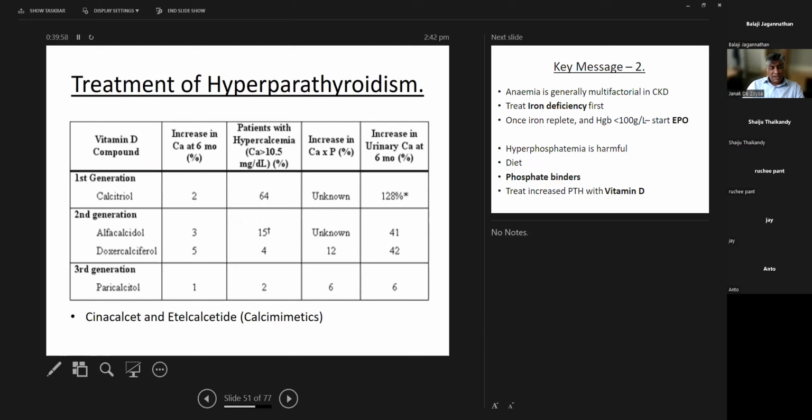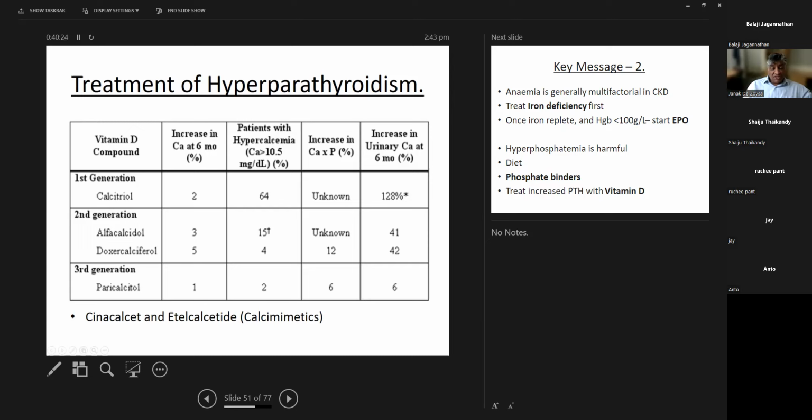So we do try and correct hyperparathyroidism and typically aim for a PTH of between 10 and 30 picomoles per liter. And we'll correct that with either first, second, or third generation medications: calcitriol, alfacalcidol, or paricalcitol. And guess what? In New Zealand, we've only got easy access to calcitriol.